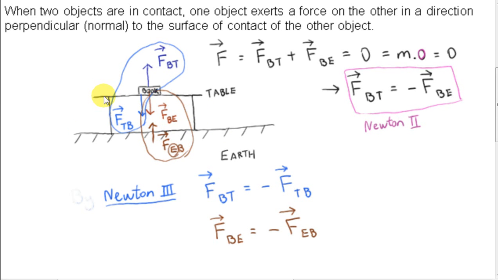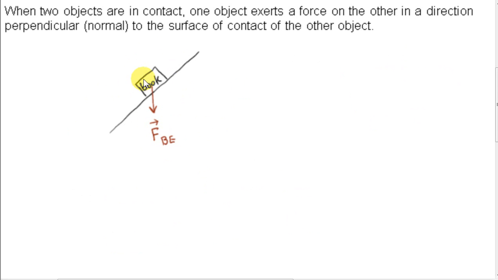The table is going to make no difference to this problem really, because its mass is so tiny compared to the mass of the Earth. So we see that only in the case where the surface of contact is horizontal is FBT equal to FBE as a consequence of Newton's second law. In general, that's not the case. Let's look at a book on an inclined surface.